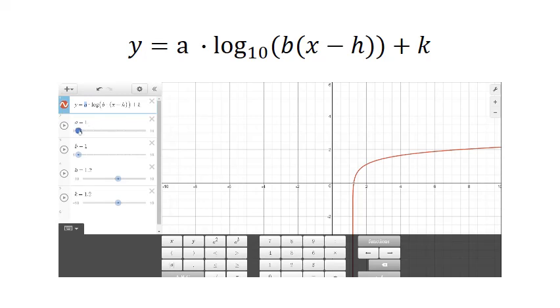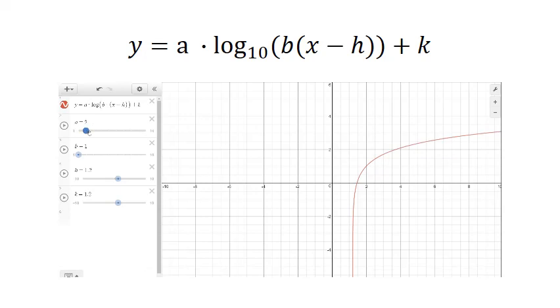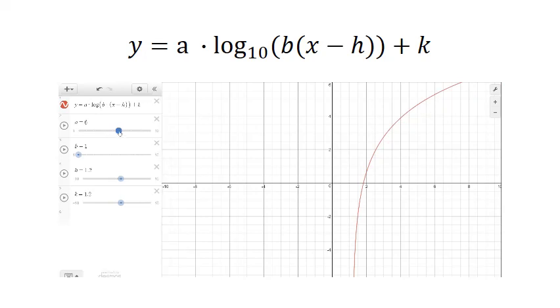So let's look at what happens as this a value changes. What's happening vertically? Well, it looks like the graph is getting pulled up further and further. And as the a value gets smaller, it looks like the graph is being pushed down more and more. So our a is going to produce either a vertical stretch, in other words, we're pulling the graph up, or a vertical compression, in other words, we're pushing the graph down.